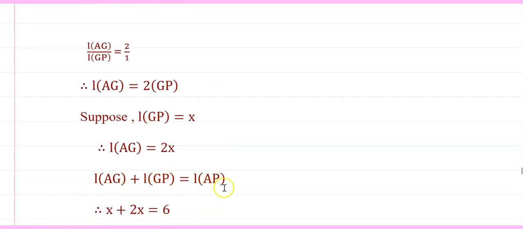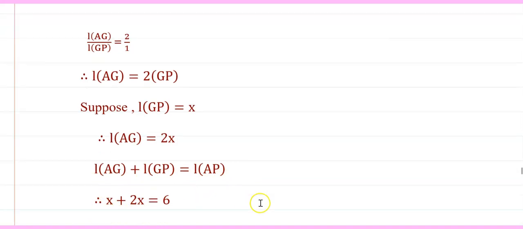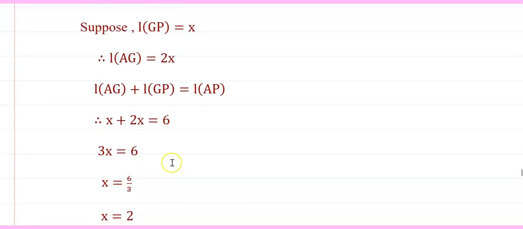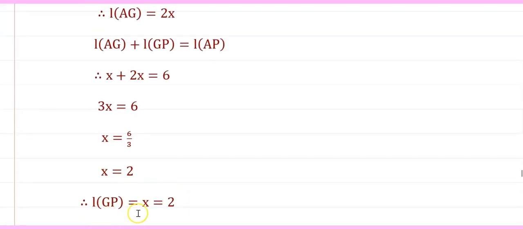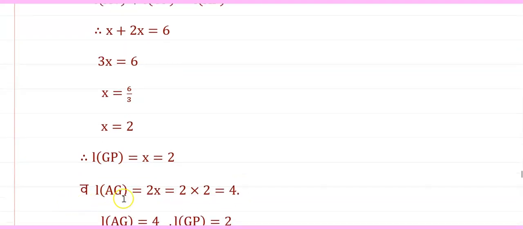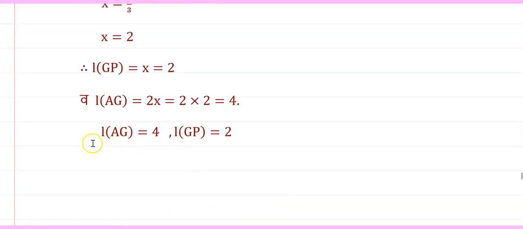AG plus GP is equal to length AP. X plus 2x is equal to 6. 3x is equal to 6. Therefore, x is equal to 6 upon 3. Therefore, x is equal to 2. Therefore, the length of GP, that is equal to x, is equal to 2. And the length AG is equal to 2x, that is 2 into 2, that is equal to 4. And hence, AG is equal to 4 and the length GP is equal to 2.